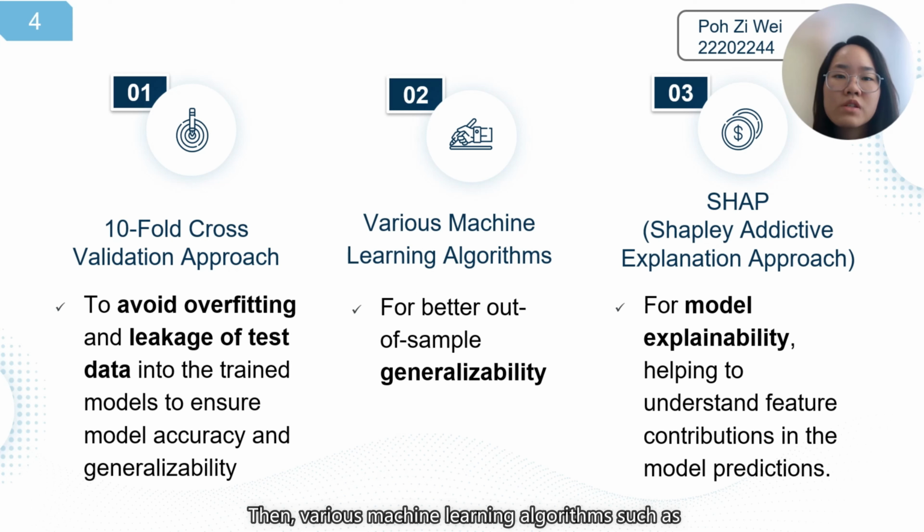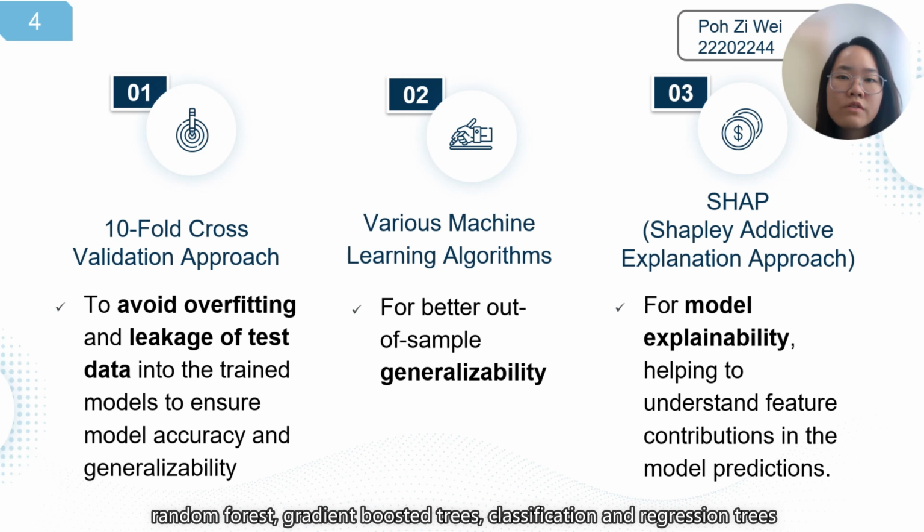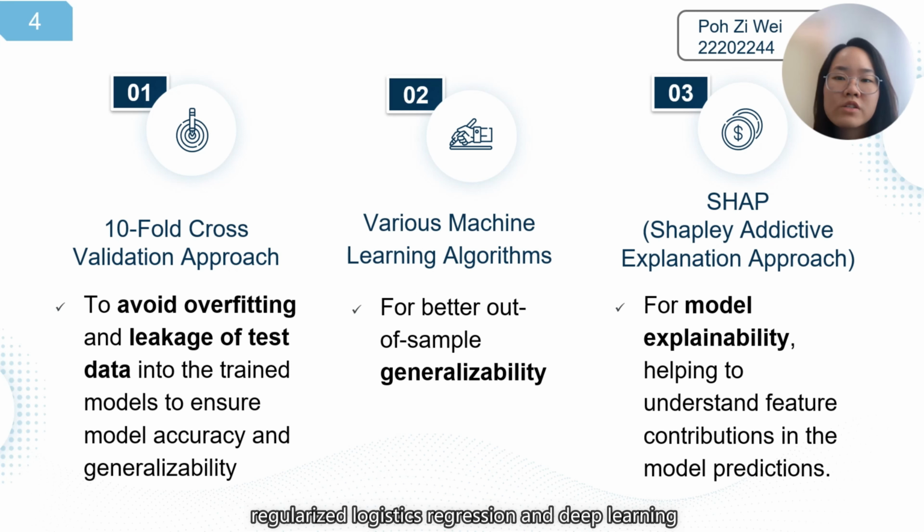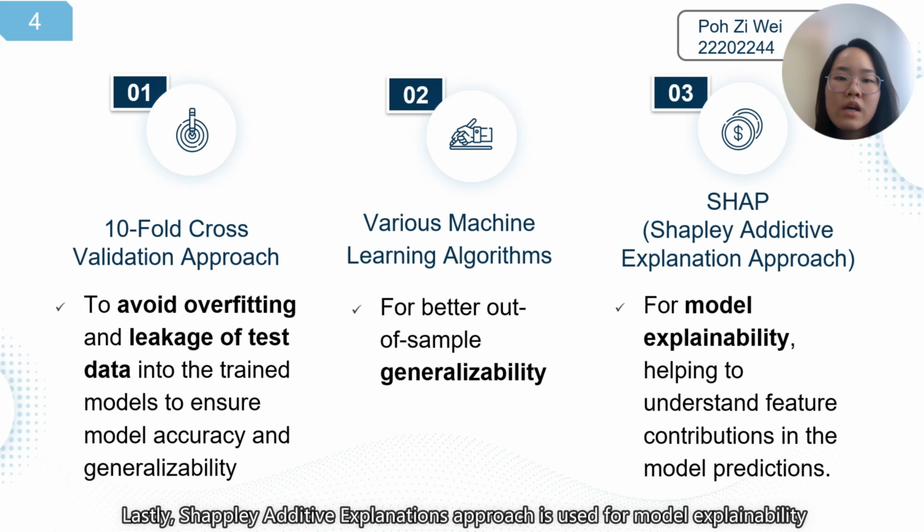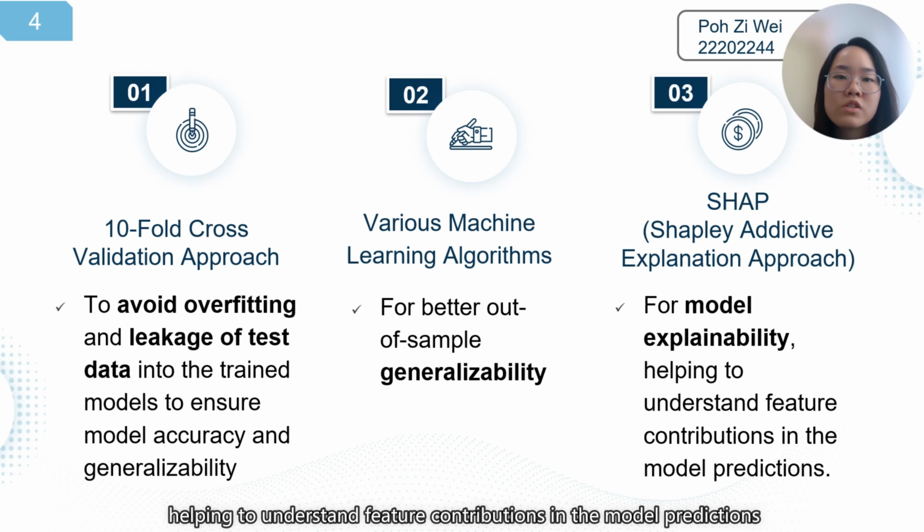Then, various machine learning algorithms such as random forest, gradient boosted trees, classification and regression trees, regularized logistic regression, and deep learning are used for better out-of-sample generalizability. Lastly, the Shapley additive explanation approach is used for model explainability, helping to understand feature contributions in the model predictions.